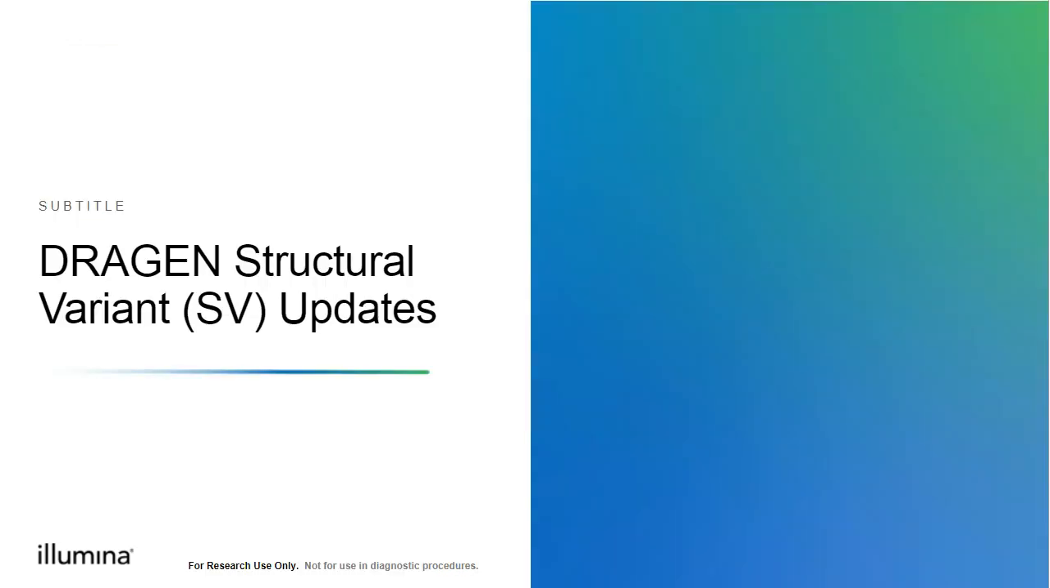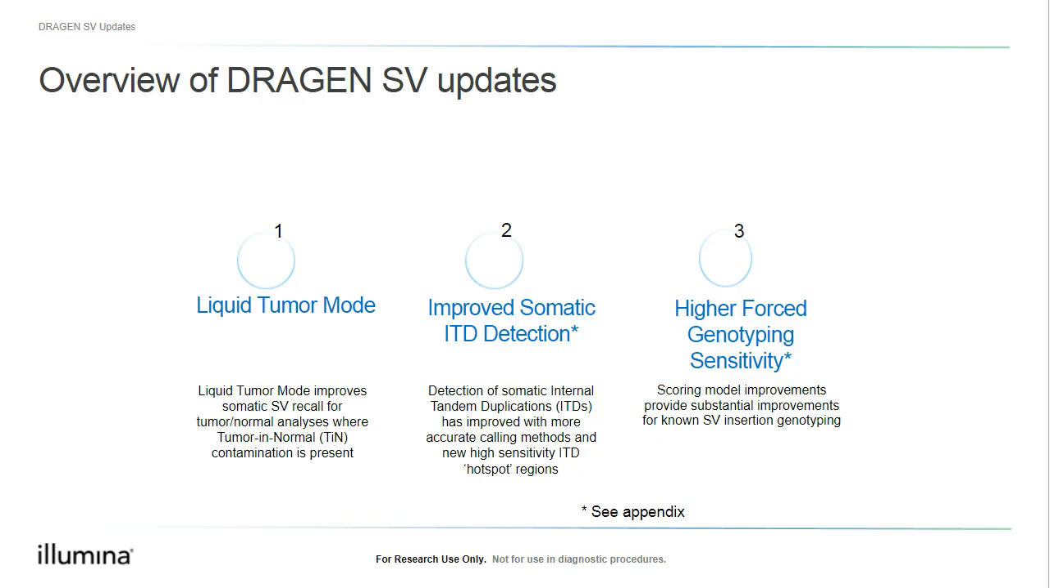A brief update on the structural variant calling. There are three improvements or updates that we have made in the structural variant calling. One is we introduced this liquid tumor mode, and I'll talk about it in the next slide. There are two other features that we won't cover in the webinar today, but we have slides to show the improvements for these in the appendix section.